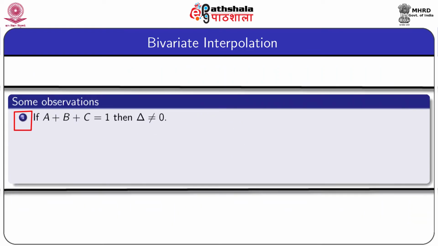Now, we observe the following important points. The first one is that the sum of the values of A, B, C equals 1, and the denominator must not equal 0.